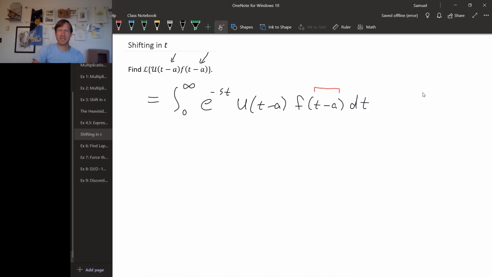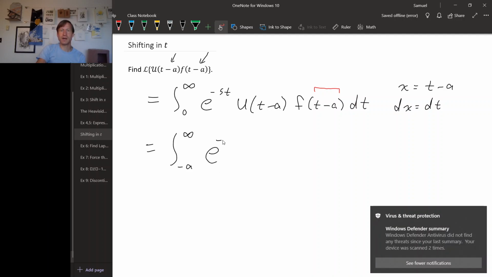So let's pick a new variable name, how about x? And let's say that x is t minus a. When we calculate dx to do the substitution in this integral, we find that dx is the same as dt, so that's simple enough. Now we have to adjust the bounds. When t is 0, x is minus a, and when t goes to infinity, x also goes to infinity.